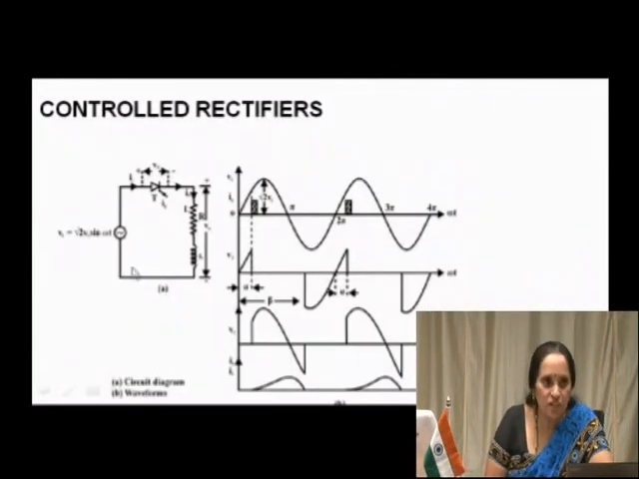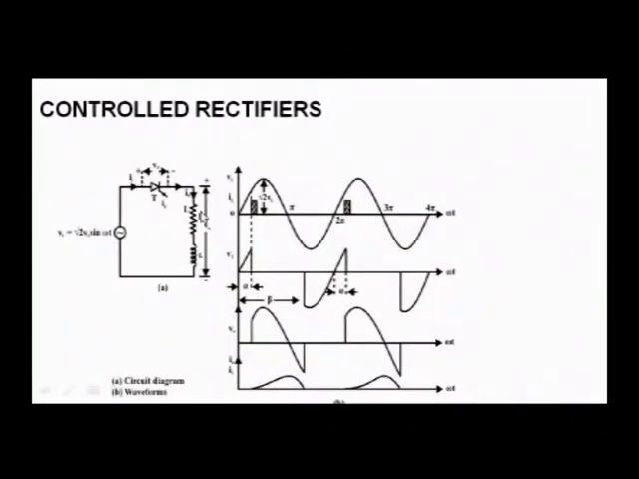Now, for you students to understand, an RL load is going to give a much better DC output current with lesser ripple content and better efficiency. The moment I add an inductance, I am not going to allow an instantaneous change in current. Inductive effect means it does not allow instantaneous change in current. The waveforms are almost the same.